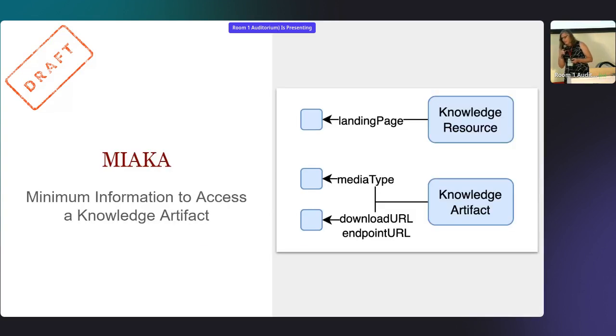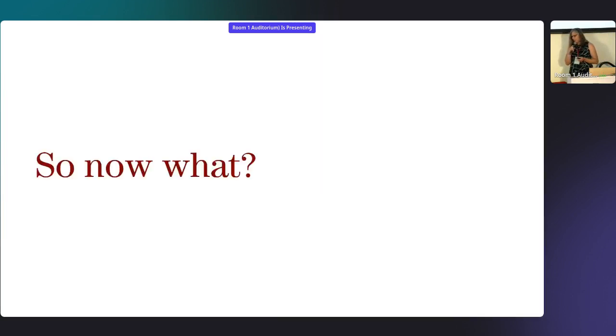This next one, MIYAKA, is fairly straightforward, and a lot of it's borrowed from DCAT. We're reusing some of the same predicate names, but we're not using the same URIs because theirs are specific to DCAT distributions and data sets. And it's not entirely clear if a distribution in there is the same thing as a knowledge resource or knowledge artifact. So we have things like landing page and media type and download URLs and endpoint URLs. So that is what that is.